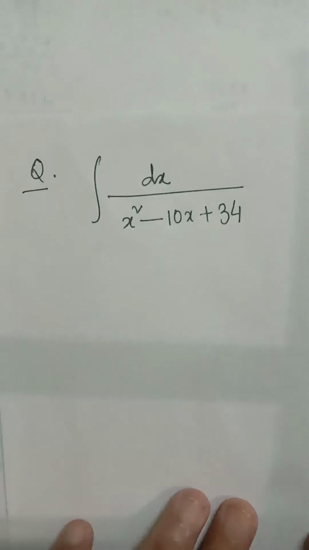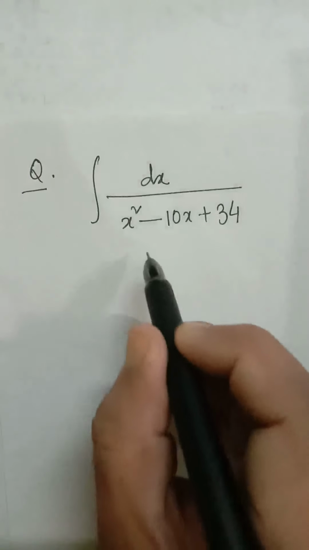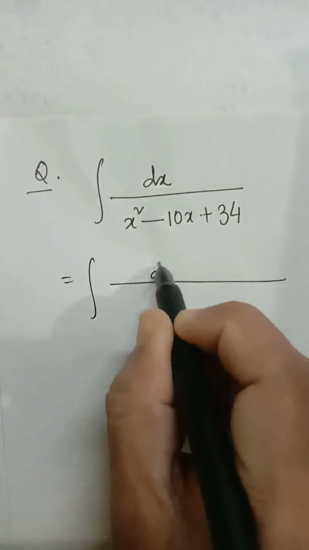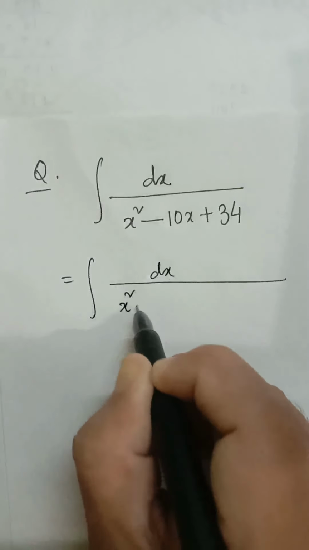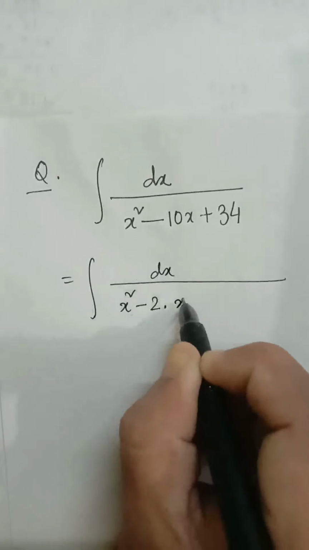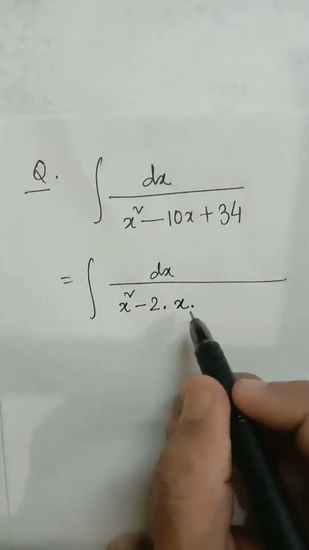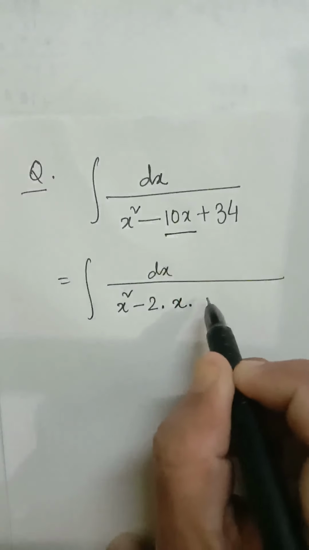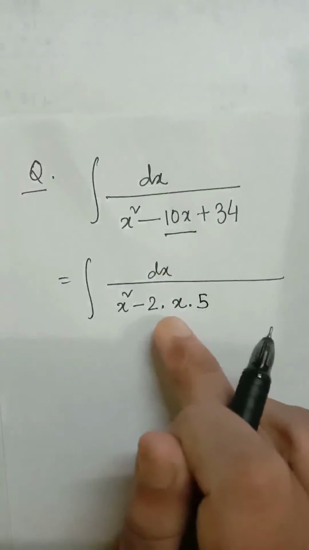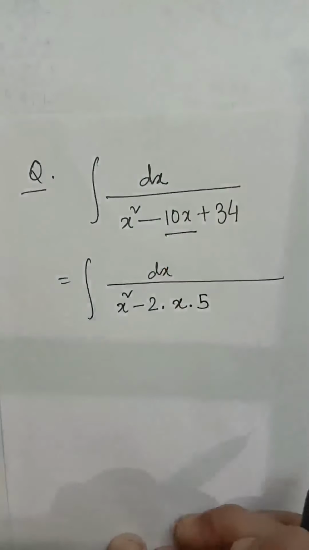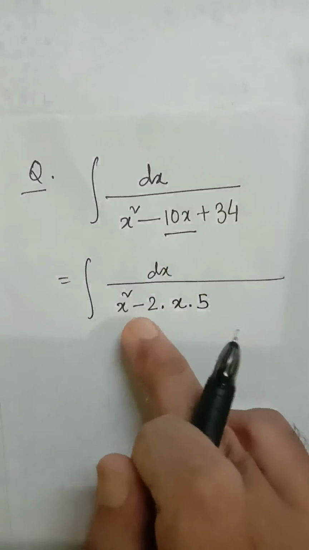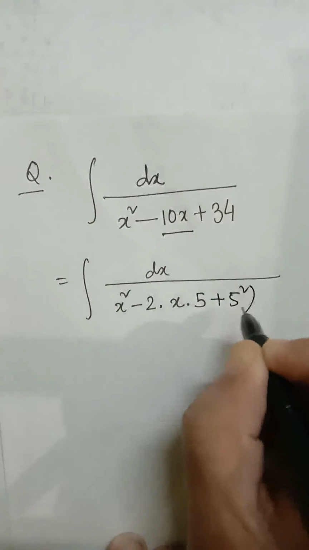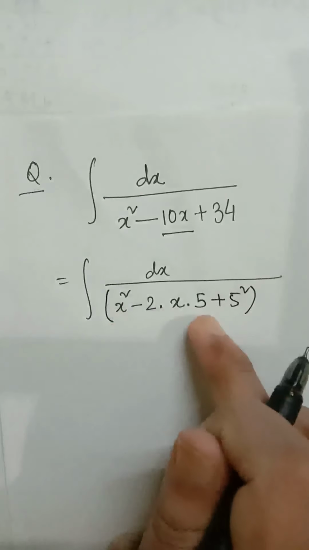This is similar to the last question. What we have to do is express this in terms of a whole square, a perfect square. So x square minus 2 into x into, now we want 10x here, so for that we have to multiply 5 with this. 2 into x into 5 will become 10x. Now you can see this is of the form a square minus 2ab. If we add 5 square, it will be a perfect square: a square minus 2ab plus b square.